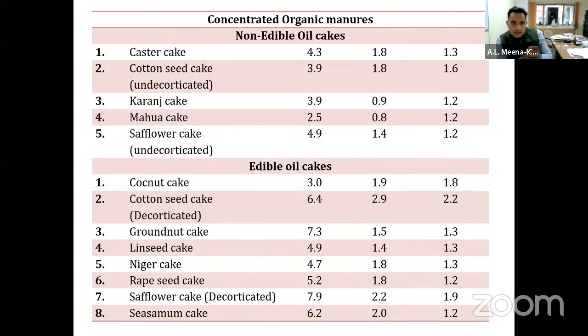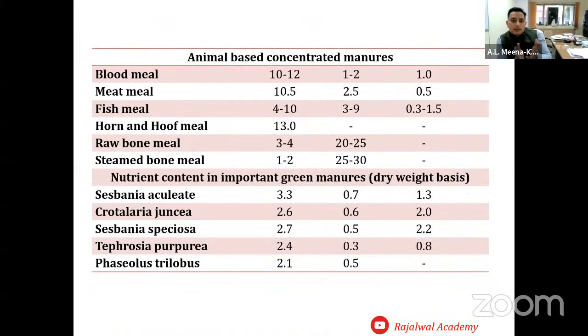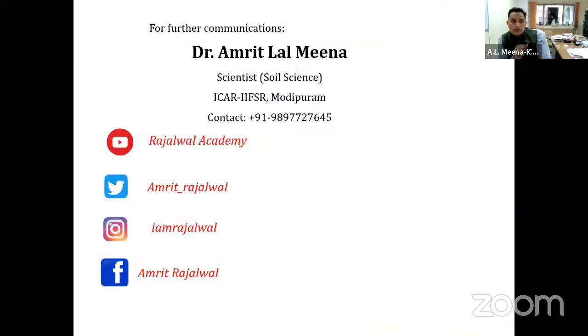These are some concentrated organic manures which contain a higher level of nutrients as compared to the bulky organic manures. And finally, these are some animal based concentrated manures which contain blood meal, meat meal, fish meal, different kinds of meals prepared from animal waste and used as animal based concentrated organic manure.